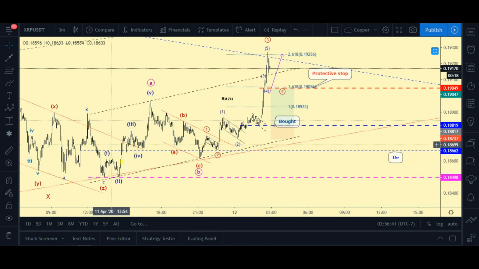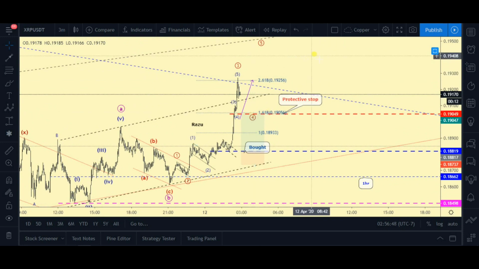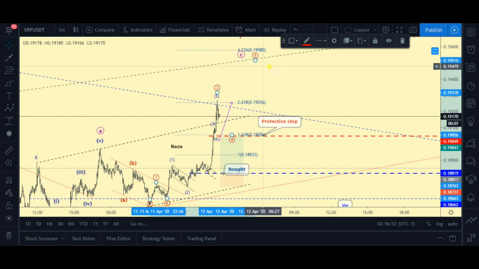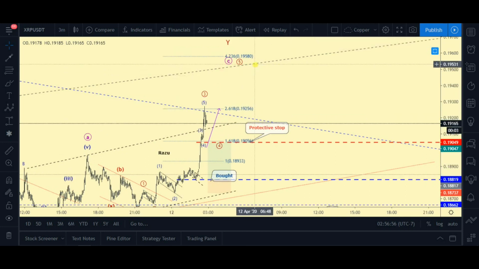Right now we can see this 1 2 3 4 5, and the channel line has been broken above, and the fifth wave is still intact. So the fifth wave might hit this upper channel line right here, which I'm expecting could be the end, and where I can book my profit.